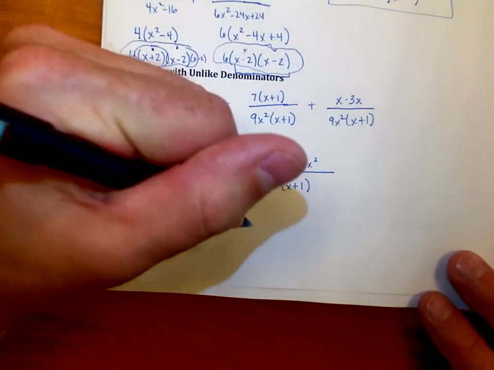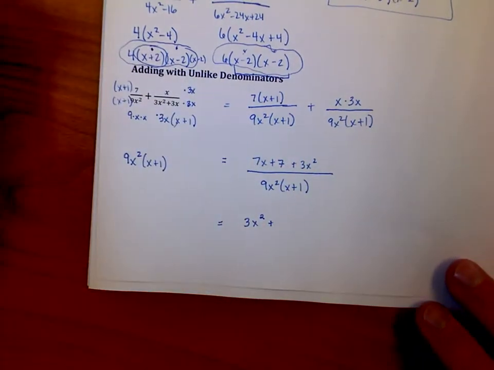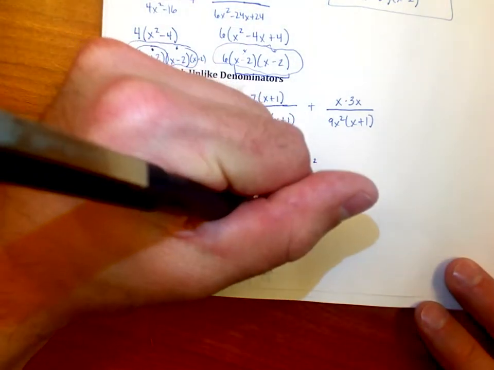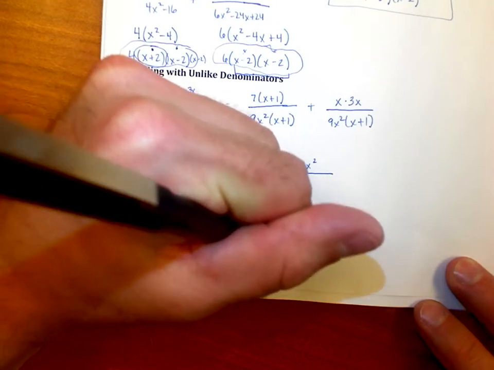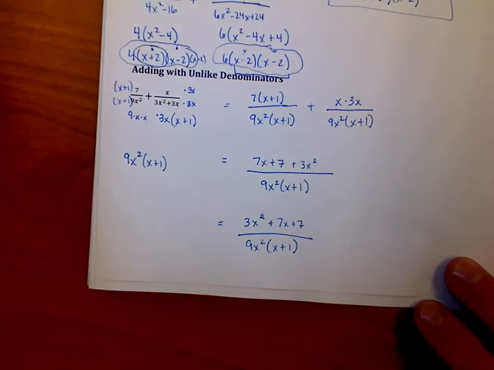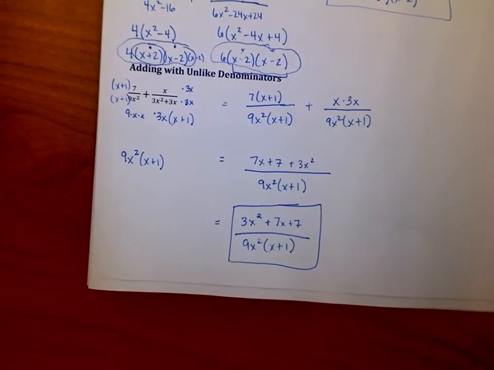And so we have a number of different ways we can leave our answer. I would like you to leave it in the correct format. Or standard format is start with the highest power of x, so 3x squared, plus 7x, plus 7, and it's all over 9x squared times x plus 1. And there you go. That's it. That's the reduced form of the fraction. You can leave it just like that if you want to.